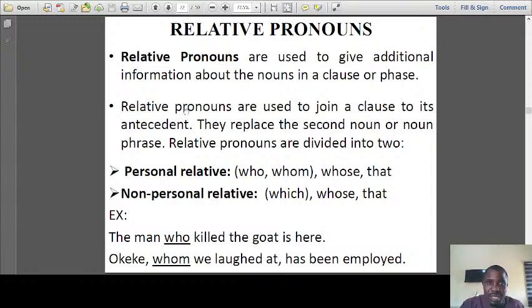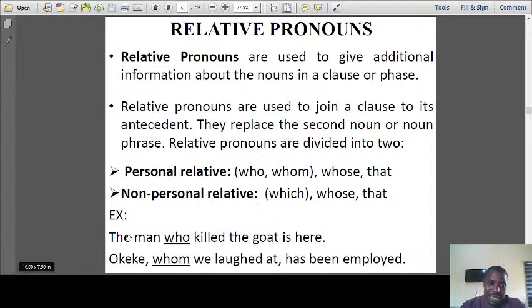So relative pronouns are used to join a clause to its antecedent. They replace the second noun or noun phrase. Relative pronouns are divided into two. Personal relatives, we use who, whom, whose, and that. And non-personal relatives, which, whose, and that. So what we mean is that which cannot be used for persons, and who and whom we don't use for non-personal, for animals, things, and others. That is what we mean. But we can use whose and that for both persons and non-persons.